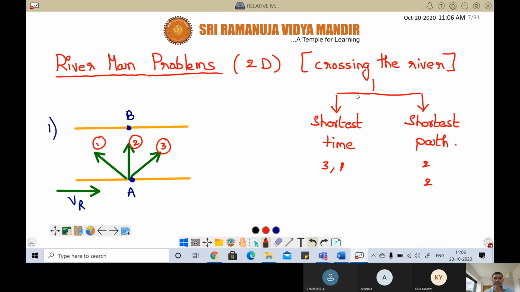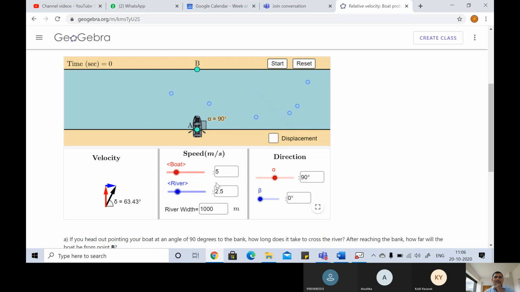Today we are going to discuss crossing the river in the shortest time and shortest path. There are two quantities. The first one is the velocity of the river. The second one, this green one, is the velocity of the man with respect to the river. In the animation, the velocity of the river is the blue one, written as 2.5 meters per second. The river is flowing to the right side.